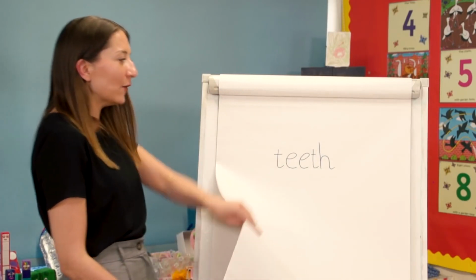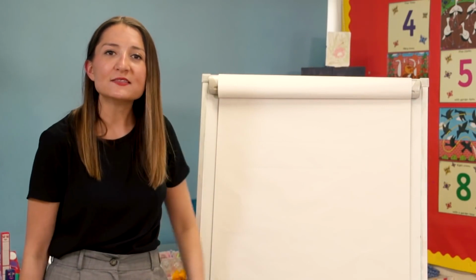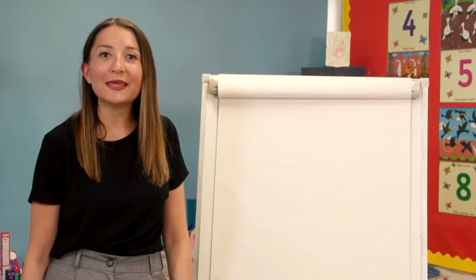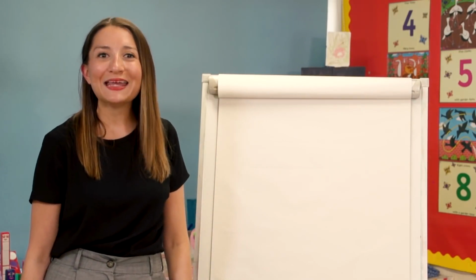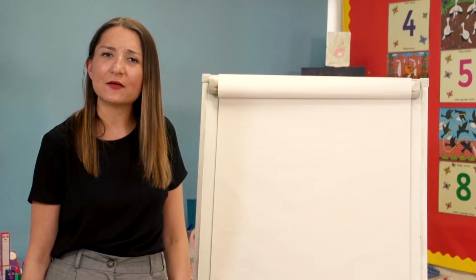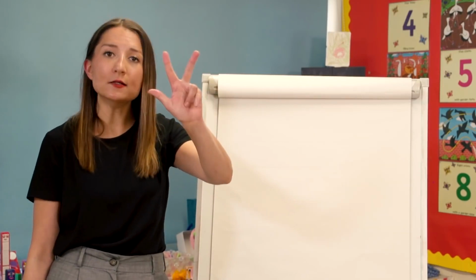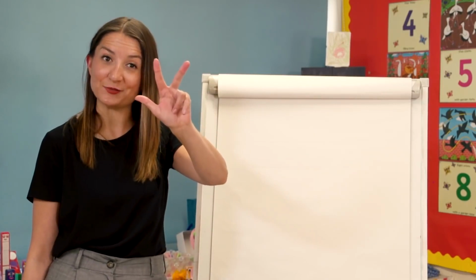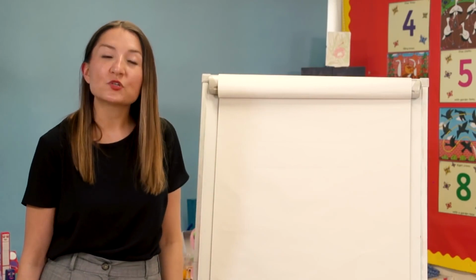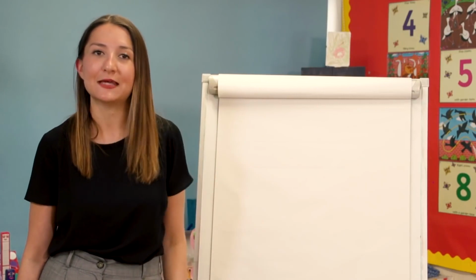Okay, now let's spell queen. Segment the sounds with me. Queen. qu, ee, n. Let's count how many sounds there are. qu, ee, n. That's 3 sounds. Watch me write queen, and remember I need 3 sounds.